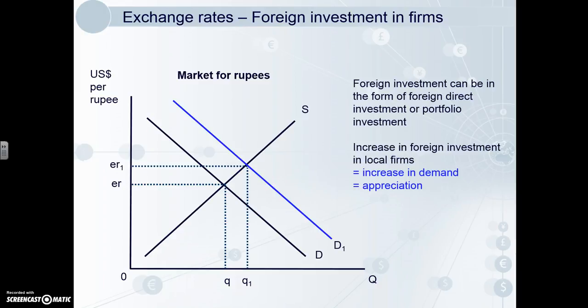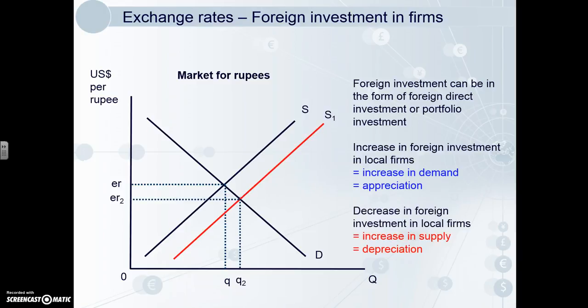If the foreigners, however, sell these investments in order to invest in other countries, they will be selling rupees and therefore shifting supply to the right and leading to a depreciation of the rupee.